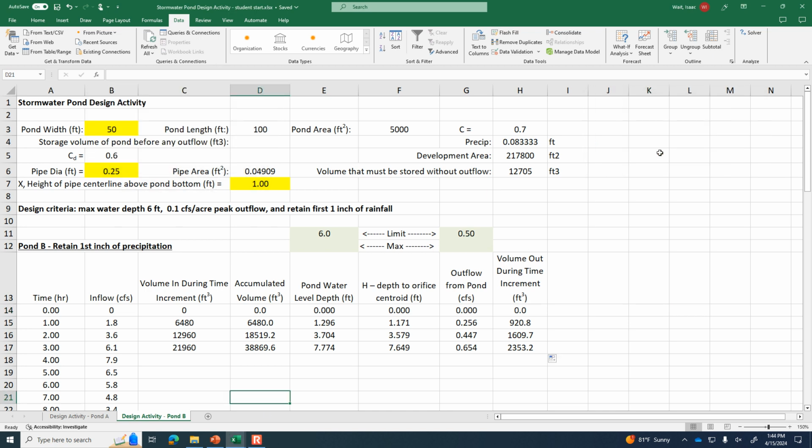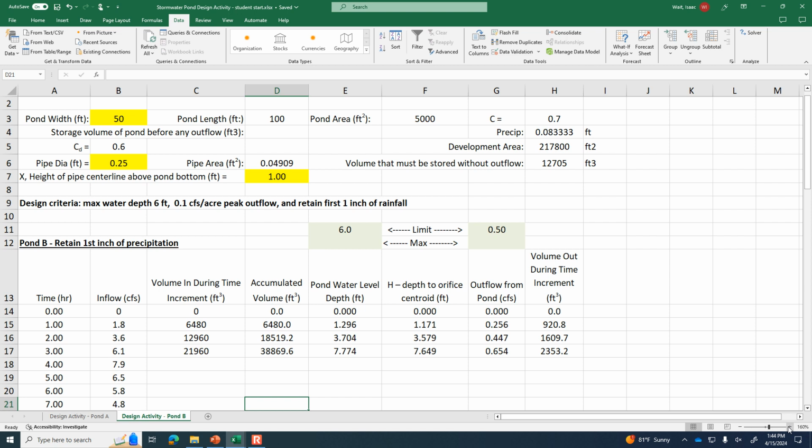Okay. If you're not yet up to this point, you can keep working, but I just wanted to take a moment so we can analyze whether we're meeting this requirement that the first inch of precipitation has to be retained. So the first inch means that we have to retain 12,700 cubic feet of water. So the pond has to have 12,700 cubic feet of water in it before it can start discharging. And if we see, it starts discharging here, and it's only got 6,000 cubic feet of water in it.